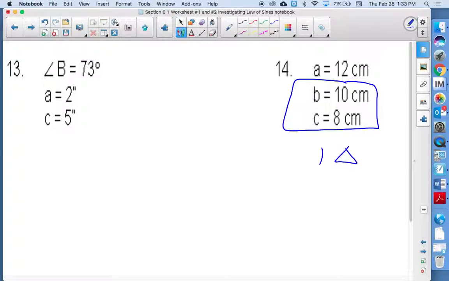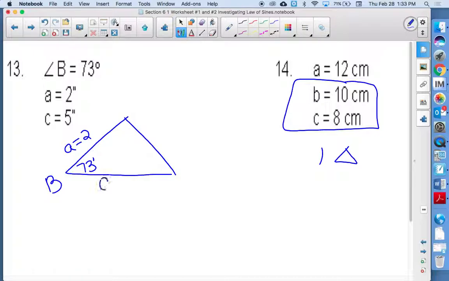But it's not side-side-angle, so we couldn't solve it using the law of sines, but it's just getting you to think about whether a triangle exists. The one over here that I skipped, you're given angle B, which is 73 degrees, but you're not given the side across from it. Instead, we're given A, which could be here or here. We'll say A is here. And you're given C.